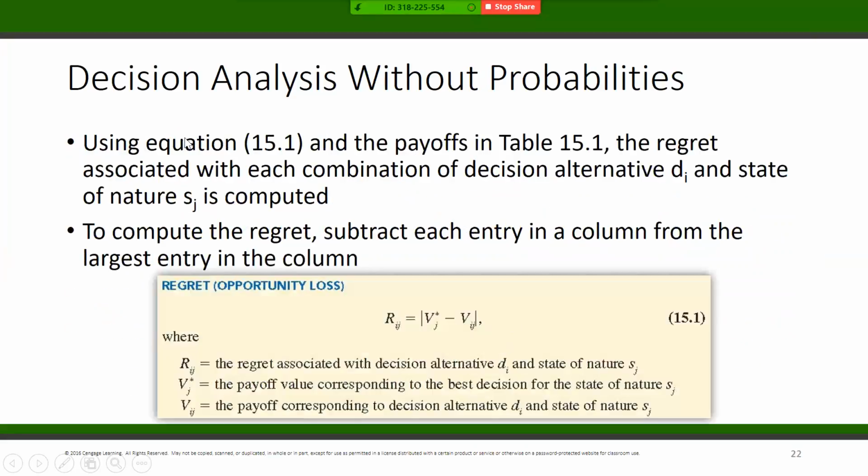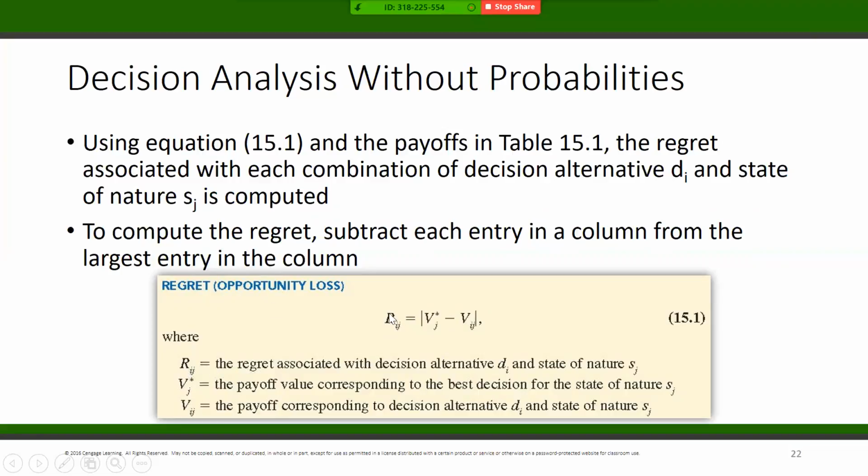All right, so here we're going to use equation 15.1, and so Rij is equal to the absolute value of Vj star minus Vij, and it's also including the payoff tables in table 15.1, and the regret associated with each combination of decision alternative Di and state of nature Sj is computed. Now, to compute the regret, subtract each entry in a column from the largest entry in the column.